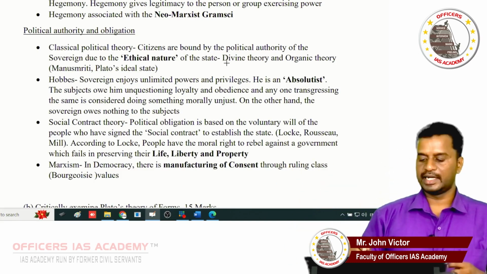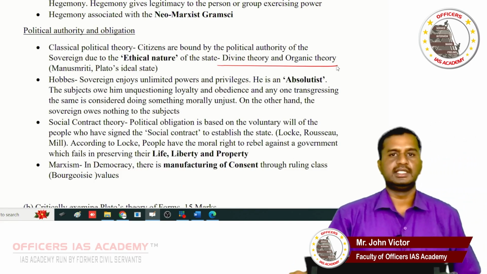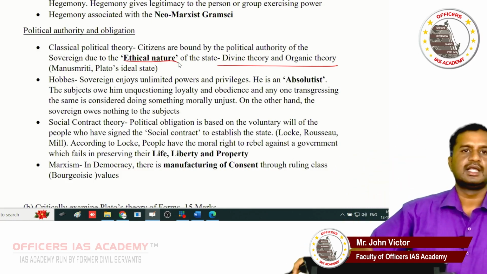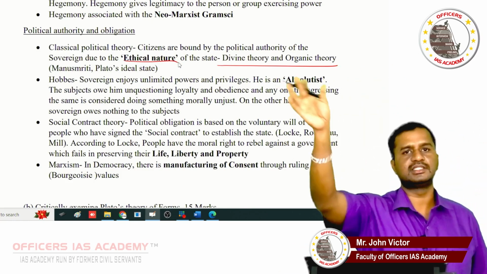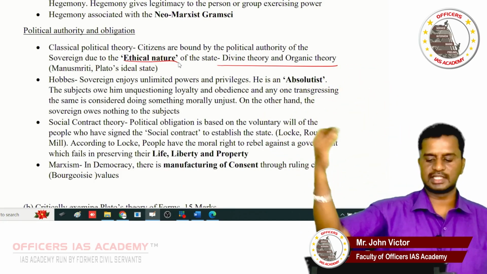According to the organic theory and divine theory, the legitimacy is based on the ethical nature of the state. Man is coming under the state. Man has to perform the duties. Here, legitimacy is based on the ethical nature of the state. State is ethical. State is sacrosanct. I have to follow. This is the understanding.